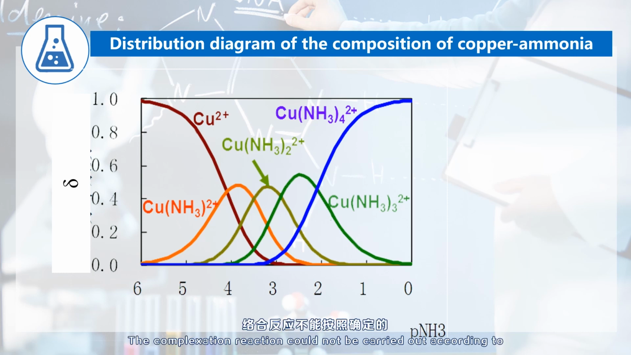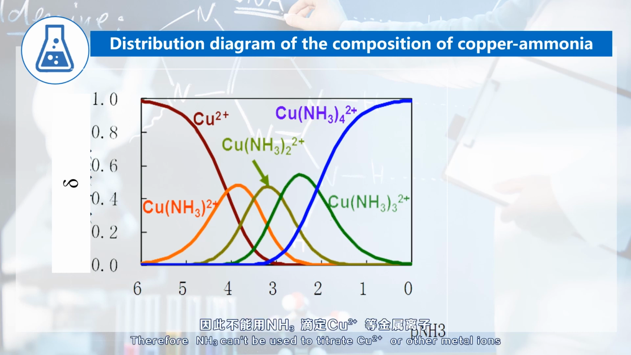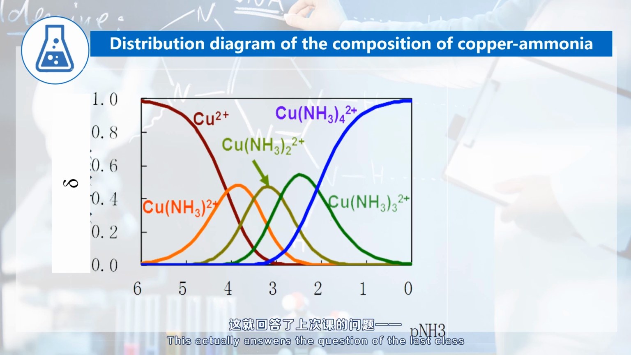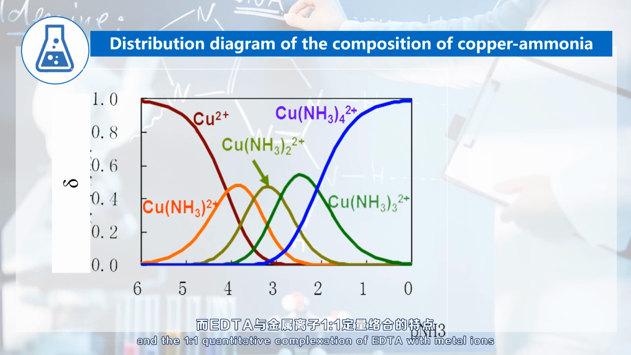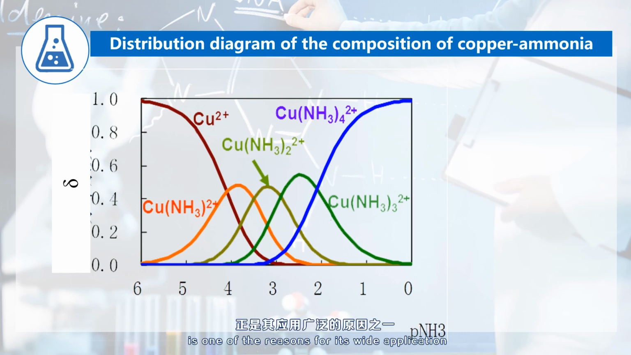The complexation reaction could not be carried out according to a certain stoichiometric ratio, and the end point of titration could not be recognized. Therefore, ammonia can't be used to titrate cupric ion or other metal ions. This actually answers the question of last class. Not all complexation reactions can be used for complexometric titration, and the one-to-one quantitative complexation of EDTA with metal ions is one of the reasons for its wide application.